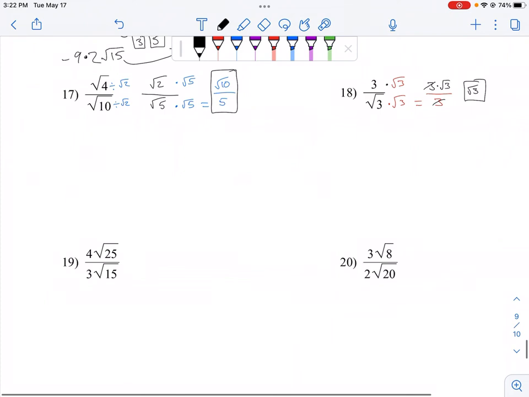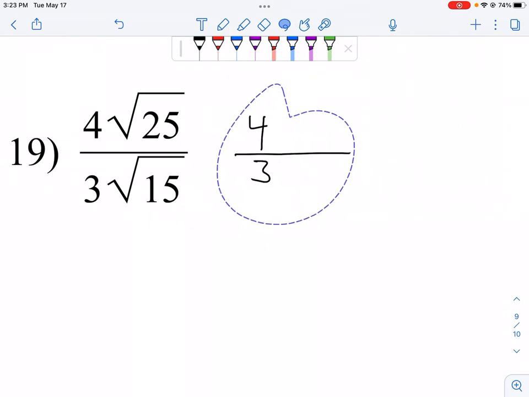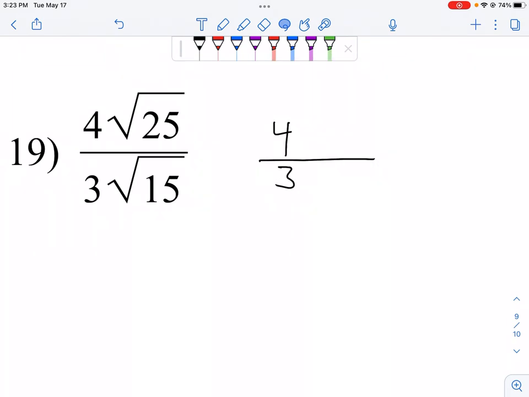And the last couple problems here. Again, if I can reduce outside, I will. 4 over 3 does not reduce, so it stays 4 over 3. 25 and 15 do reduce by 5, so if I reduce 15 by 5, it would be 3, and 25 would be 5. So this would actually be square root 5 over square root 3. Reducing it up front just makes it smaller to work with in the long run.